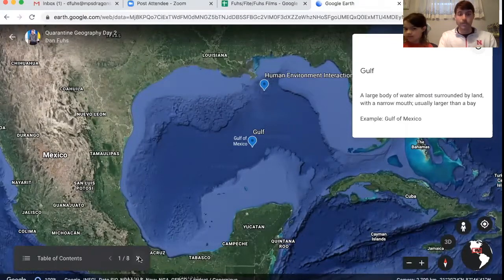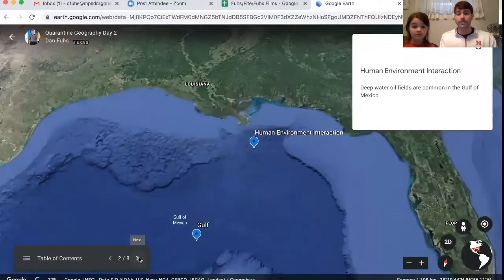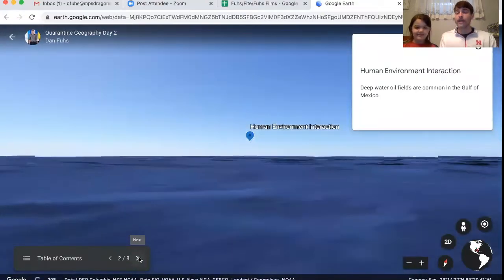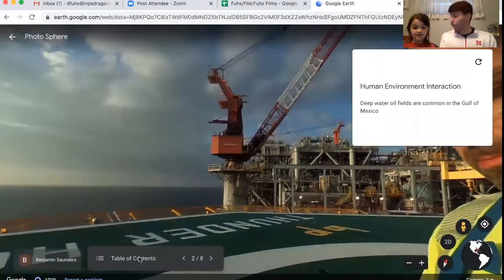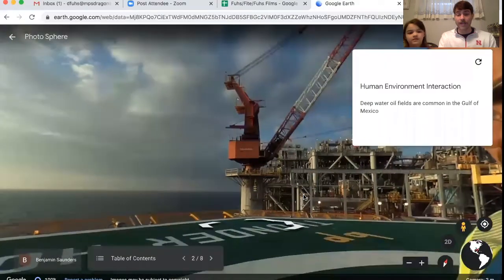Now, if we zoom into our gulf, we can see our human-environment interaction theme. And that, in the Gulf of Mexico, is going to be deep water oil fields. See that, Adeline? Yeah, Adeline is impressed. Now, humans use their environment for things like digging oil, sometimes negatively. And we've seen in the Gulf of Mexico there have been oil spills. And so human-environment interaction is not always positive.